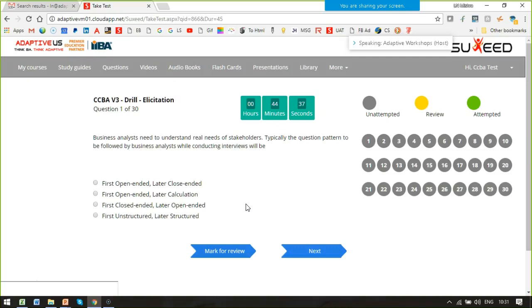You can read it aloud. So business analysts need to understand the real needs of stakeholders. Typically, the question pattern to be followed by business analysts while conducting an interview will be first open-ended, then close-ended; close-ended, then open-ended; first unstructured, then structured.